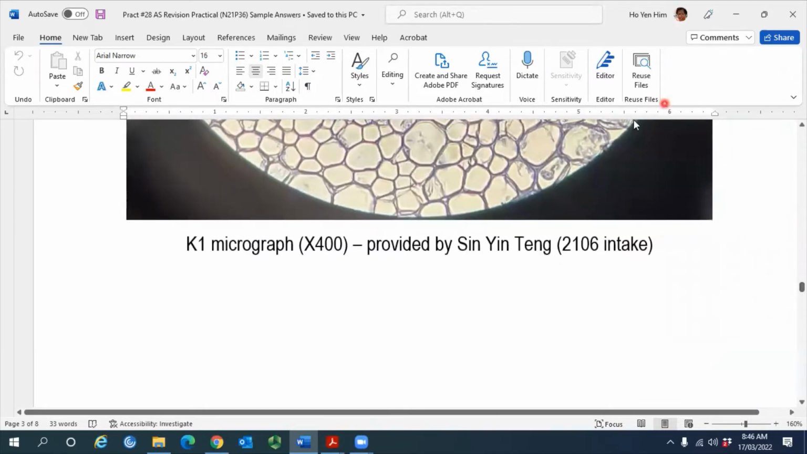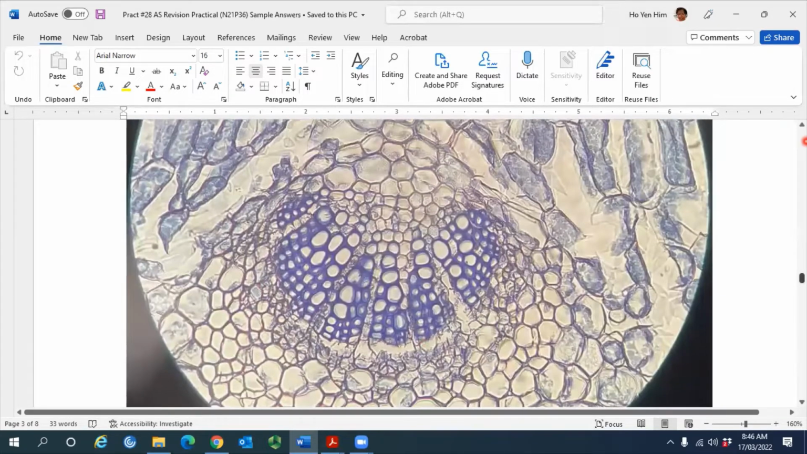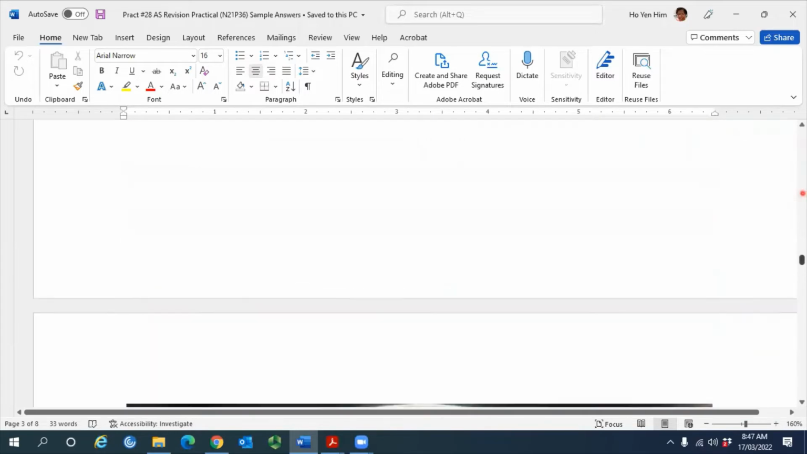And then this one got chloroplast, right? This cells here got chloroplast. So this palisade with chloroplast, right? This spongy mesophyll with chloroplast, spongy mesophyll cell. Okay. Some students draw air spaces.